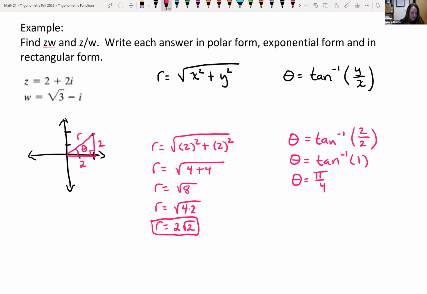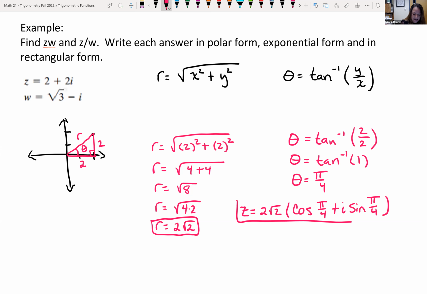So now I can write my value of z in polar form. In polar form, I have my r, 2 root 2, all times cosine of my angle, which is pi fourths, plus i sine of my angle, which is pi fourths. So this is z in polar form. I want to do the same thing for w. So let's look at w.